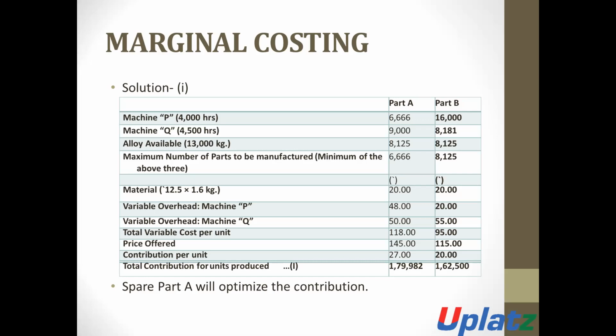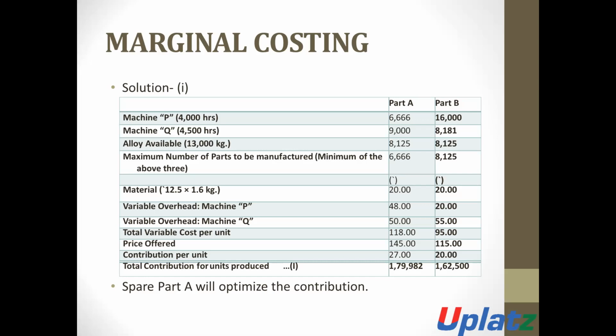8,125. Now we will discuss the amount of contribution in the case of part A and in the case of part B. The material cost is 12.5 rupees and the material used is 1.6 kilogram. Then 20 rupees for both.